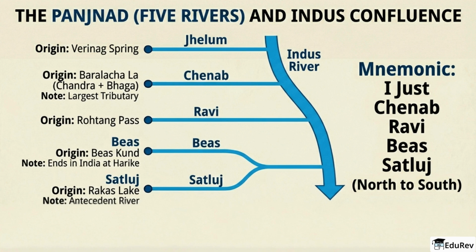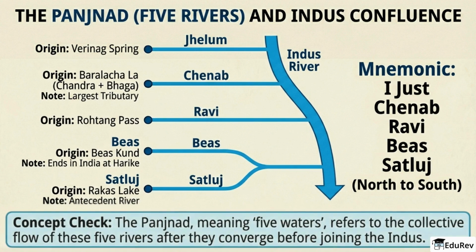Ravi rises near Rotang Pass. Beas rises from Beas Kund, and one high-yield fact is that it ends in India at Harike. Satluj rises from Rakas Lake, and it is an antecedent river. And remember the real meaning of Panjnad. It is the collective flow of these 5 rivers after they converge before joining the Indus.